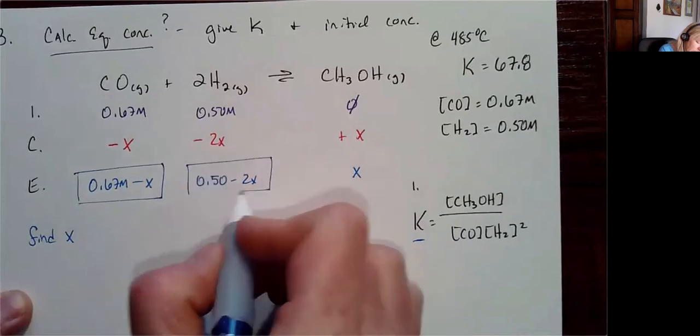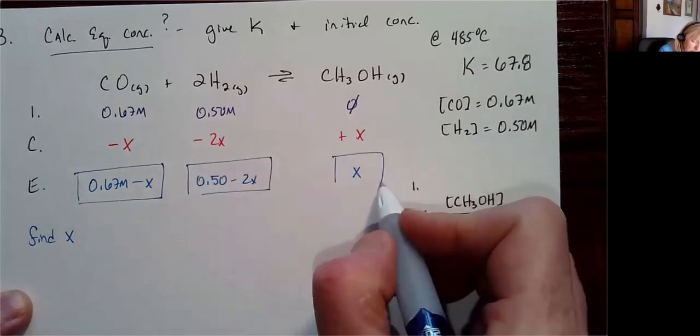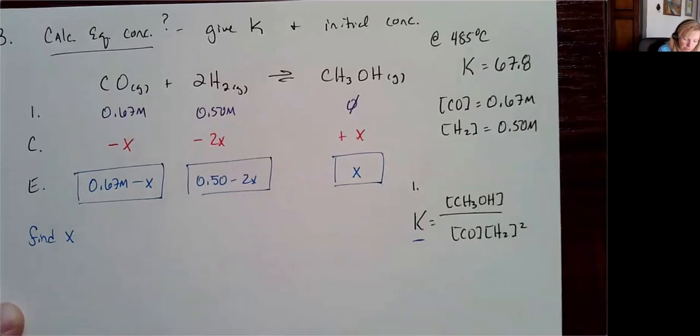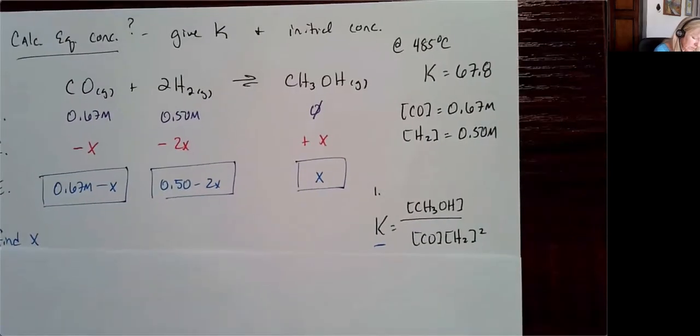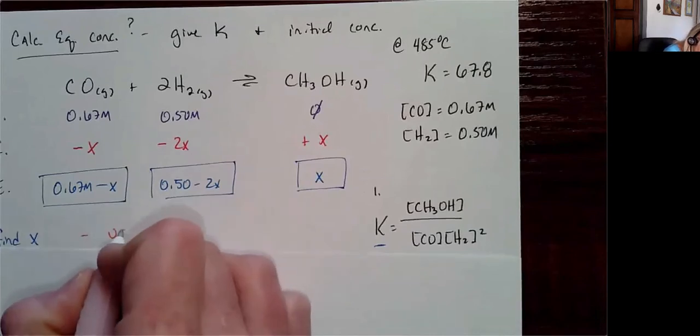This is my equilibrium concentration for H2. This is my equilibrium concentration for CH3OH. So I'm going to plug those in. So in this scenario, I'm just going to go back and solve for x. I'm going to use the quadratic equation.